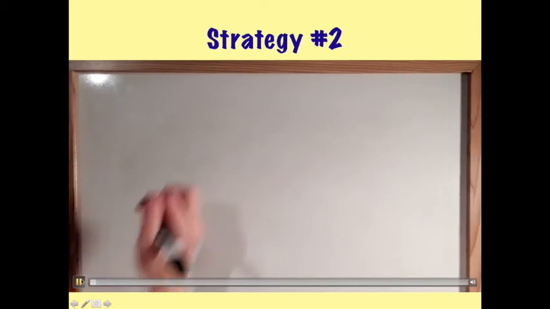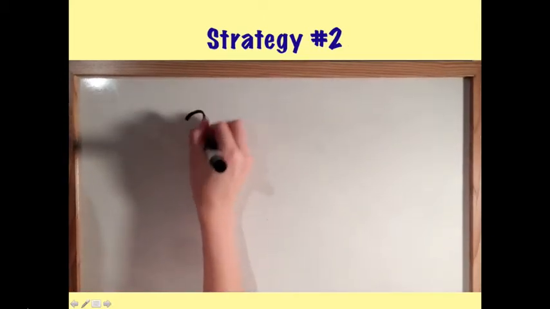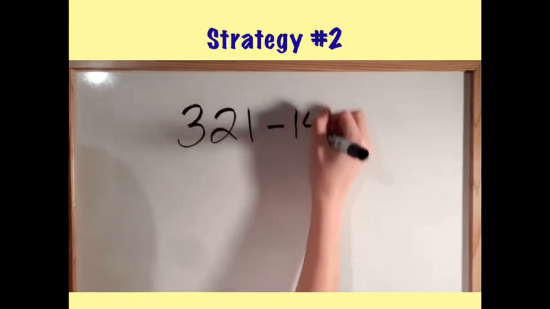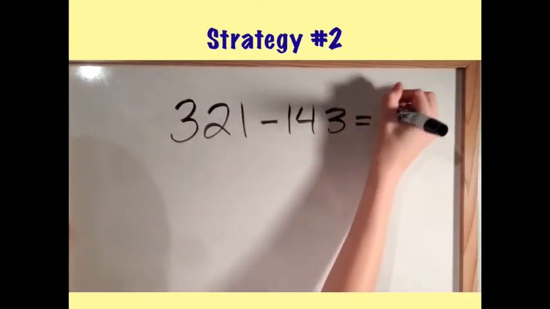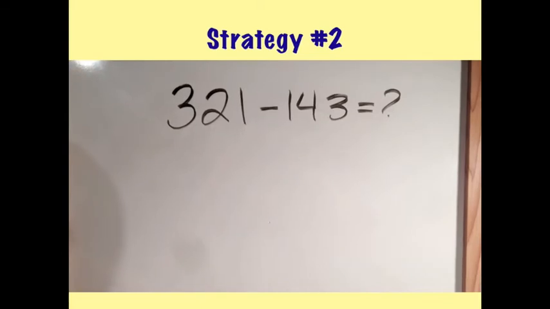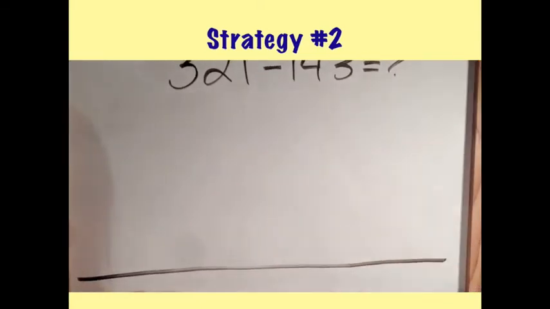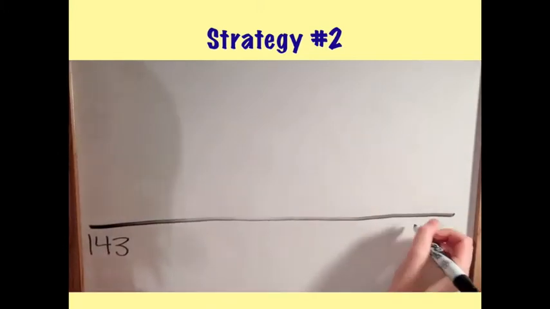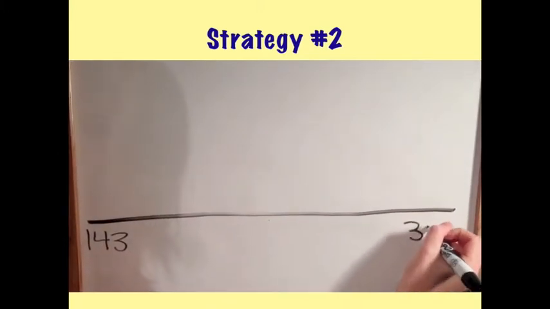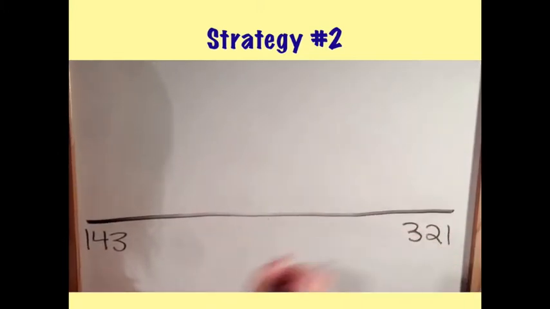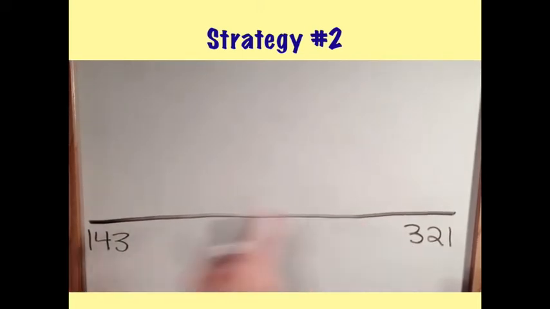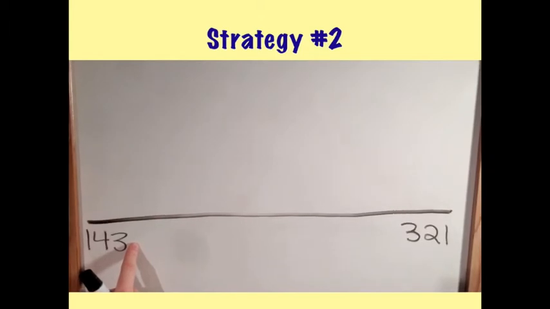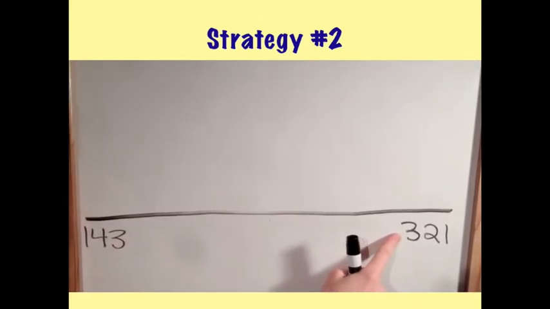For strategy number 2, we will be using a number line. For our algorithm of 321 minus 143, we will record our lowest number, in this case our subtrahend, on the far left end of our number line, and then we will do the same with our minuend, but since it is much higher than 143, we are going to record 321 on the far right side of the number line. We really are just looking at how many steps it will take us to get from 143 to 321.